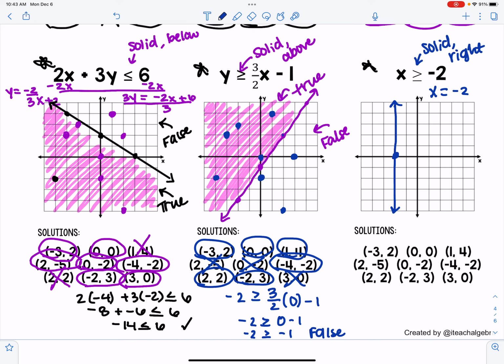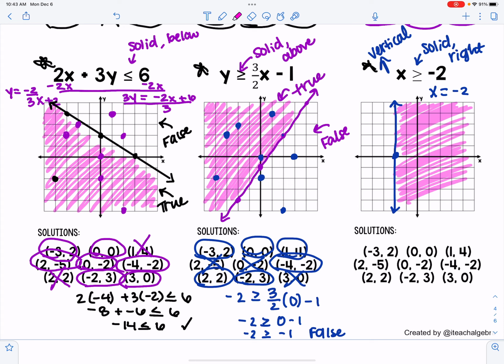And again, the only time I'm going to change above or below is when I have a line like this, which is a vertical line. Okay, that's the only reason that this is different, because that's a vertical line. All right, so again, since it was greater than, I will shade to the right.